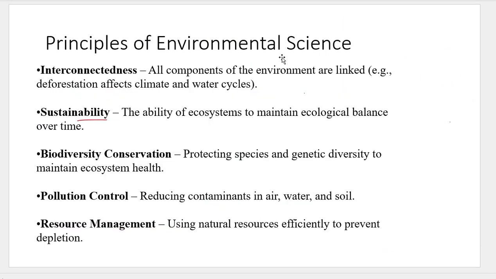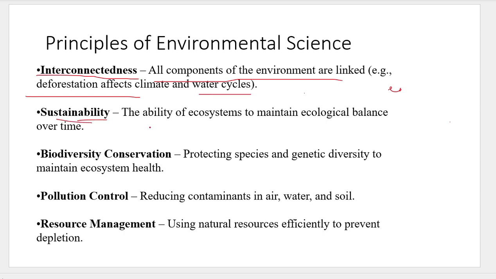Then the principles of environmental science. The first one is interconnectedness. All components of the environment are linked with each other. For example, deforestation affects climate and the water cycle. If forests are cut down, trees are cut down, that means deforestation. Then the wildlife, the animals living in that forest, are going to be affected. Other than that, the soil is also going to degrade in that area, and water will also be affected. That's how the climate will be affected, and the water cycle is also affected.